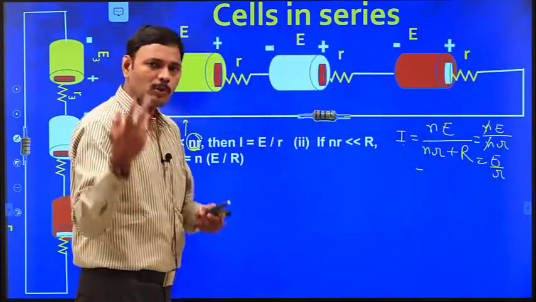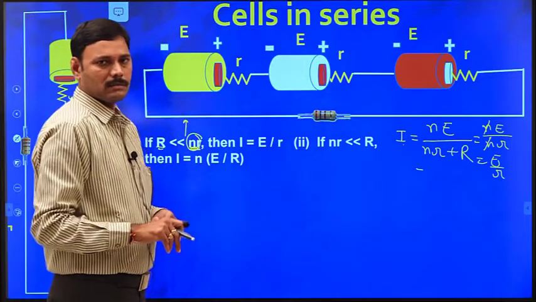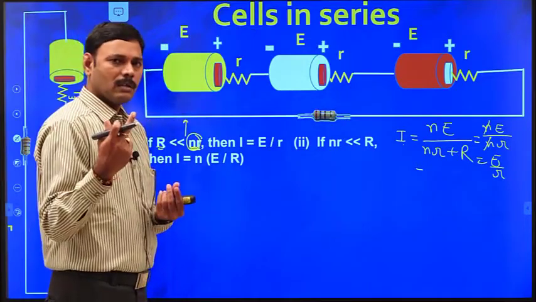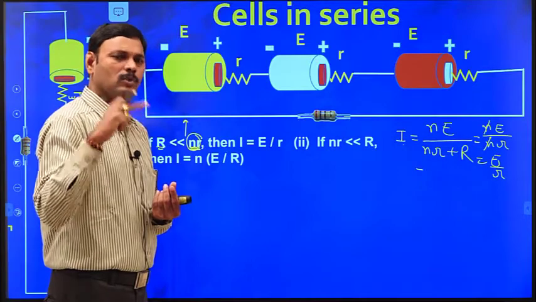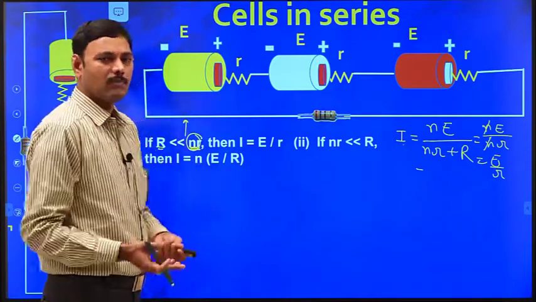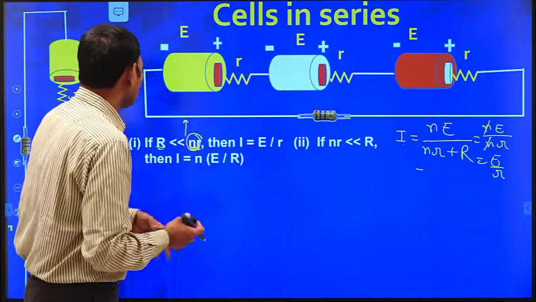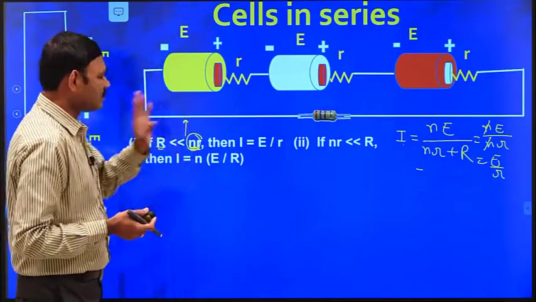Then there is no use of using the battery. All cells forming the battery give current equal to that due to one cell. Then it is a useless combination, and we have to replace it. So, for a used battery, this is the situation.